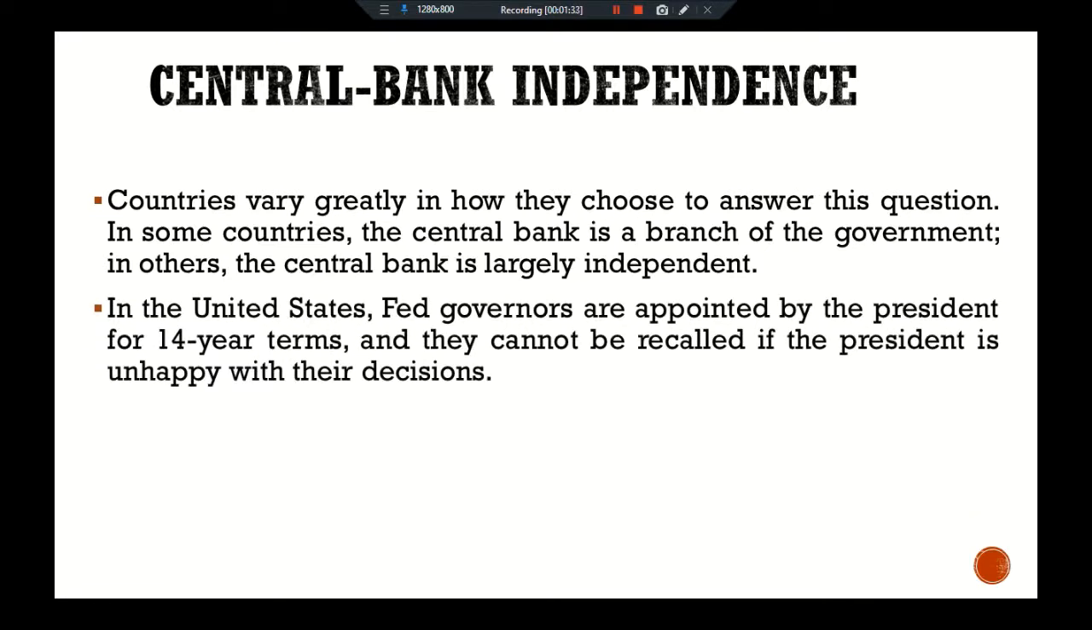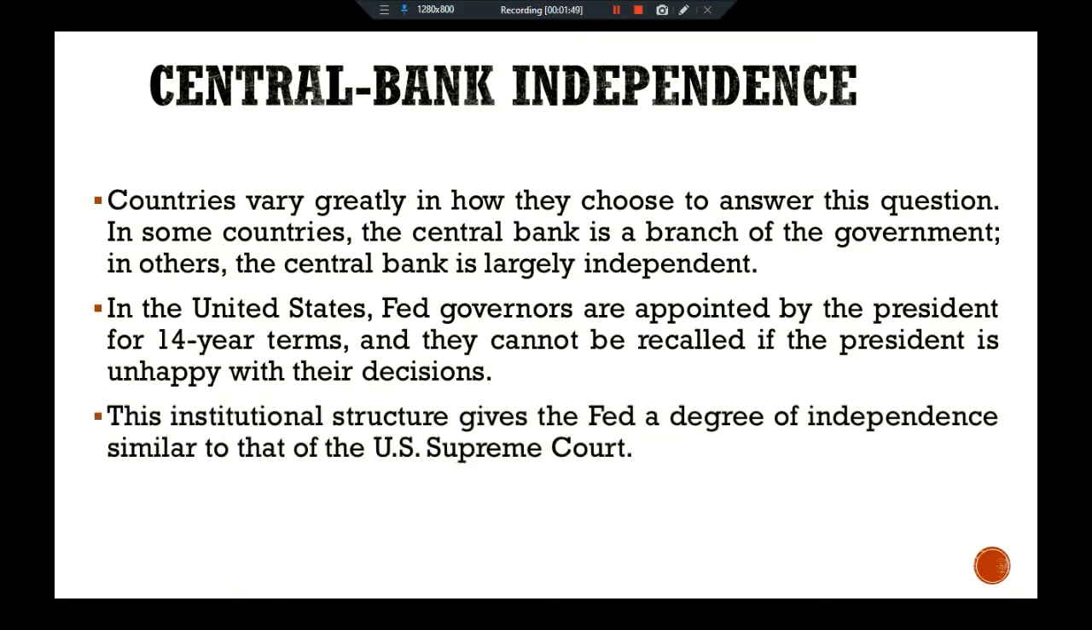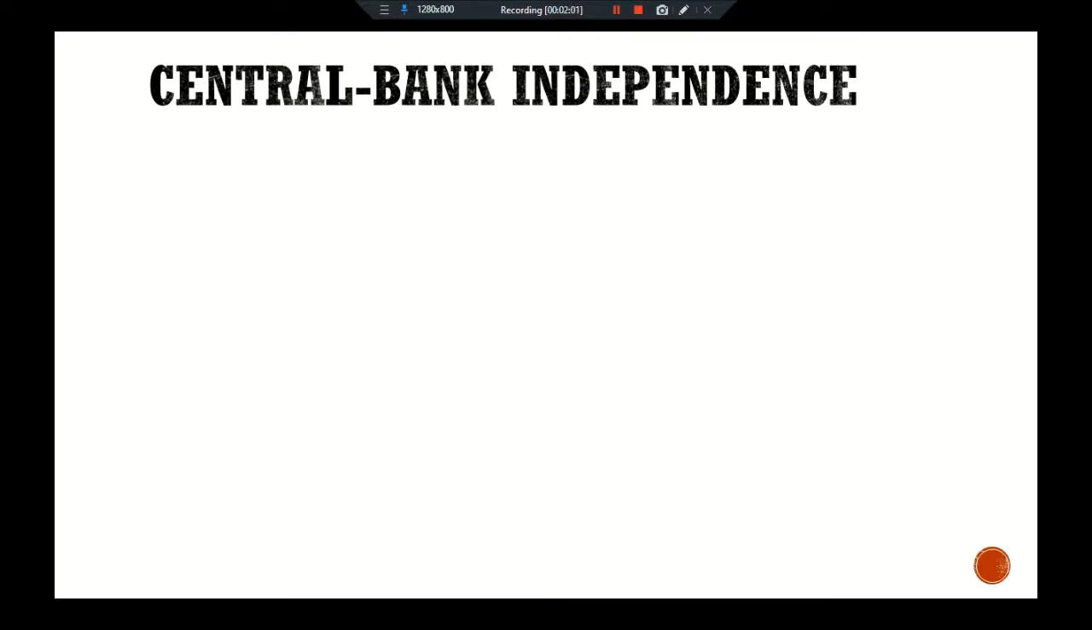In the United States, Fed governors are appointed by the president for 14-year terms, and they cannot be recalled if the president is unhappy with their decisions. This institutional structure gave the Fed a degree of independence similar to that of the US Supreme Court. Here we have further explanation about central bank independence.